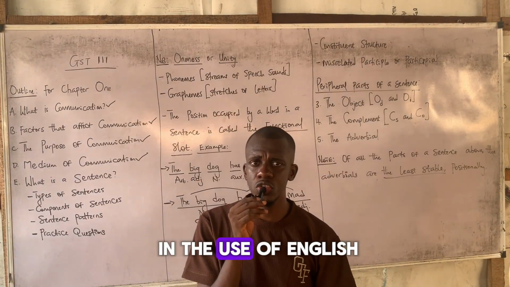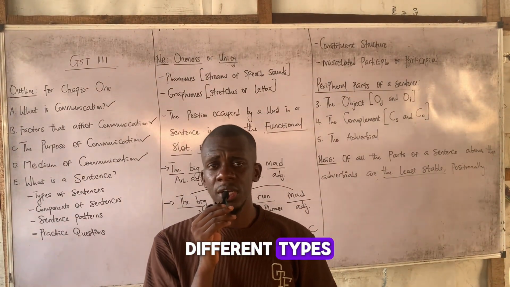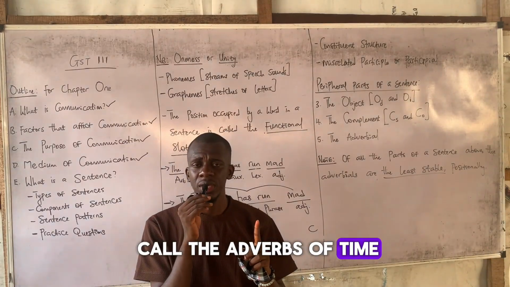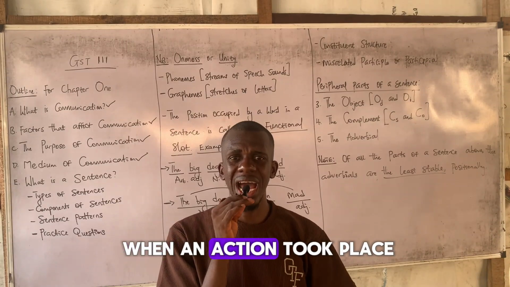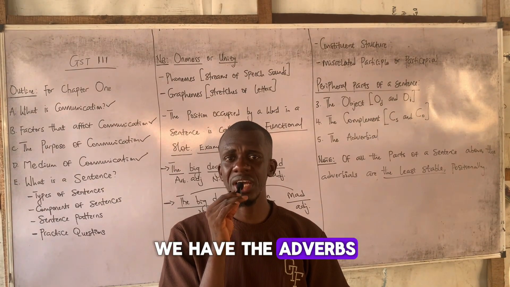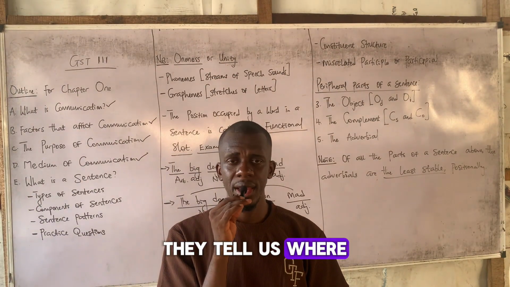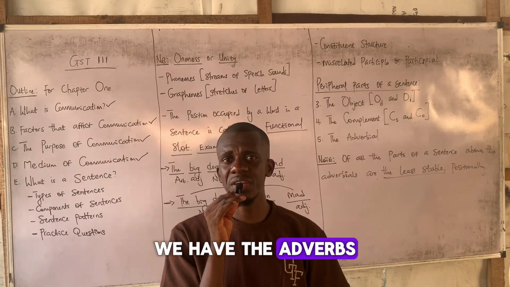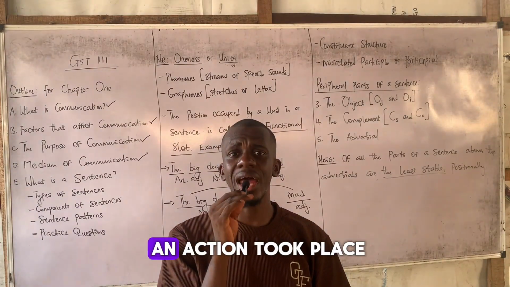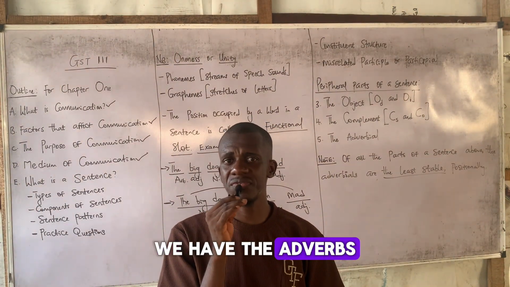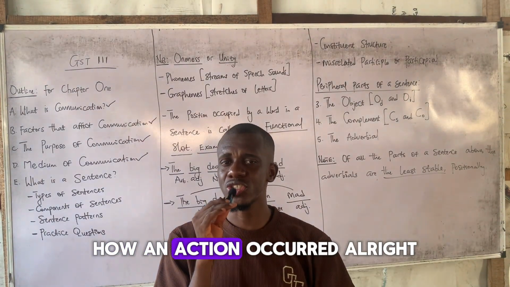Now, as you know in the use of English, or probably you don't, but right now you would, the adverbials are of different types. We have what we call the adverbials of time. They answer the question when; they tell us when an action took place. We have the adverbials of place, also called the adverbials of location. They tell us where an action occurred. We have the adverbials of reason. They answer the question why; they tell us why an action took place. We have the adverbials of manner. They tell us how an action occurred.